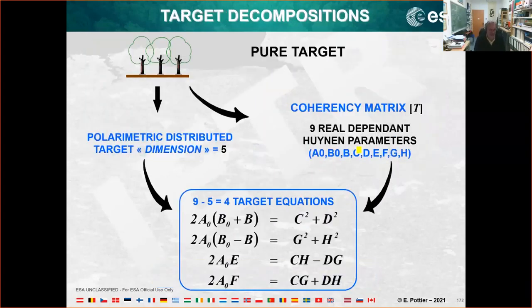So I'm going to start with the input, which is a coherency matrix for one given pixel. So remember what we said. We said that this pixel has a parametric dimension equal to 5. It means that I have 5 degrees of freedom. This pixel is also represented by the coherency matrix. The coherency matrix is described by 9 parameters. And we have seen that these 9 parameters are not independent, but they are linked together with 4 different target equations. So like that, the coherency matrix, even if it is described using 9 parameters, has 5 degrees of freedom. So everything is perfect.